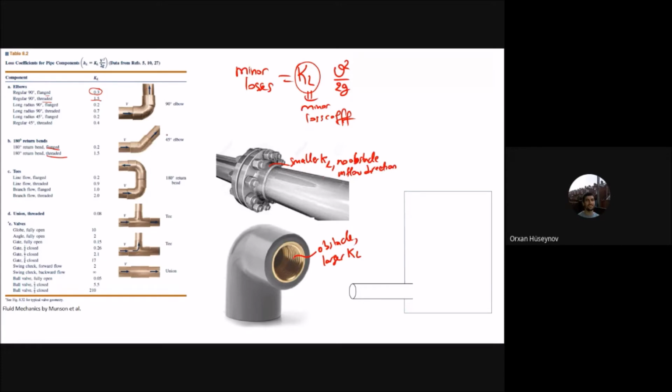Good, and we have the T's, and you can see that T section here. This is in the shape of the letter T. There are also flanged and threaded parts, and you can have unions. And the valves: globe valve, angle valve, gate valve, swing check valve, ball valve, different valves with different flow coefficients. All of them are from Munson et al.